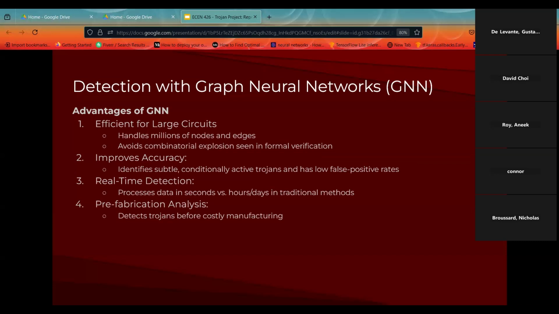So some advantages of using a GNN are that they're efficient for large circuits. Some circuits have millions of nodes and edges, so it would be completely inefficient to go by hand one by one to look at all these different nodes. GNNs are able to analyze really large circuits. There's an improvement in accuracy. It's able to identify subtle, conditionally active Trojans and has low false positive rates. It has real-time detection. Some processes can take hours to days, but with a GNN, it can process the data in seconds. And for pre-fabrication analysis, it can detect the Trojans before the design has gone to manufacturing, which saves cost.